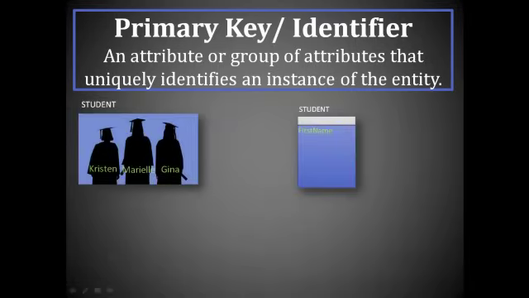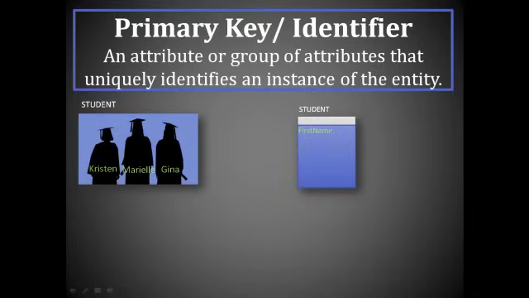Slow down. It's an attribute that identifies what? Remember how I said that attributes don't have to be unique to each student? Well, a primary key is like a special attribute that must be unique. A primary key will uniquely identify each instance, or make it so that no two rows will have the same value for that attribute. I think I understand.